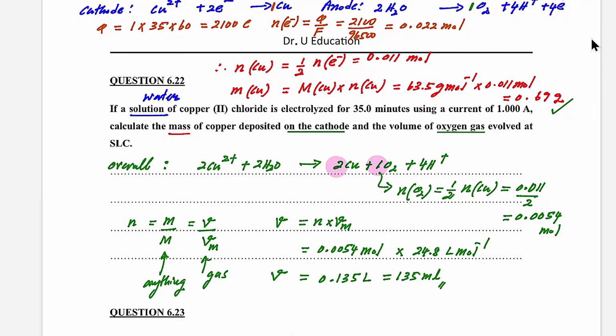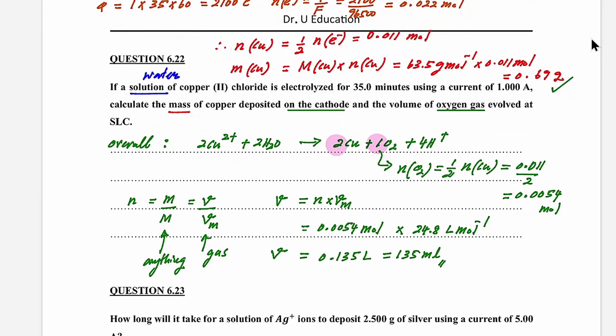Why do you say it's small? 135 milliliters is not small. It's like half of a Coca-Cola. Check my calculation. So that's how to do it. Like check the numbers. Fine. Okay, moving on.